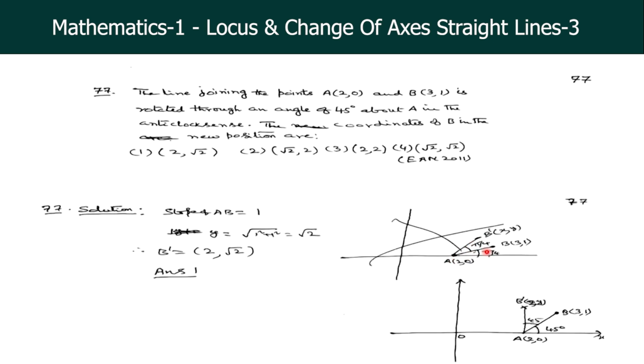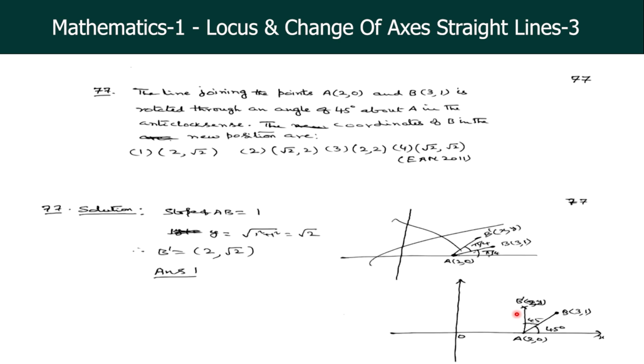You know that if B dash (x, y) is the new position of B, then the slope of AB is equal to 1, and y is equal to square root of 2. So B dash is (2, root 2), because the new position AB dash is the vertical line passing through A. This is because AB makes 45 degrees with the positive x-axis and it is rotated 45 degrees again.